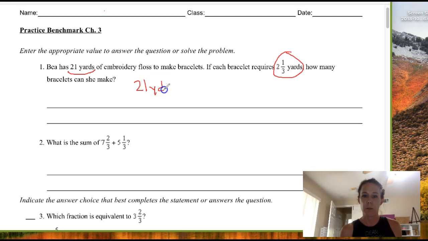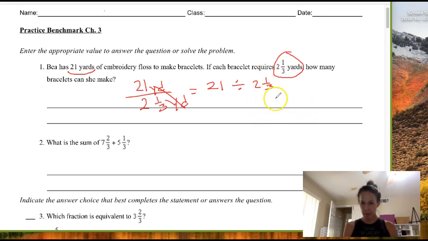I'm just going to take 21 yards and divide it by 2 1/3 yards. And that will let me know how many bracelets I can make with that material. The yards are going to cancel out, the units will cancel out, and I'll have 21. And I'm going to write this across like this, divided by 2 1/3. That way I can change this to an improper fraction. I'm going to change it by taking the bottom, 3, and multiplying it by 2 to get 6, and then adding 1, which would be 7. So this will be 7/3.